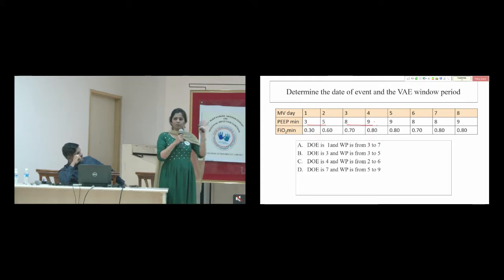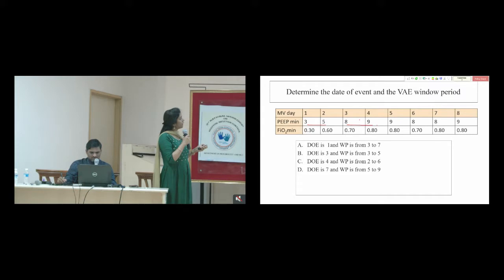Even though it appears as a jump, 0 to 5 is equivalent. You are taking this as 5 followed by which there is jump. So date of event is mechanical ventilation day 3. You cannot consider -2 because it overlaps with the first 2 days of mechanical ventilation. So from day 3 to day 5 will be the window period. Clear? Yeah.